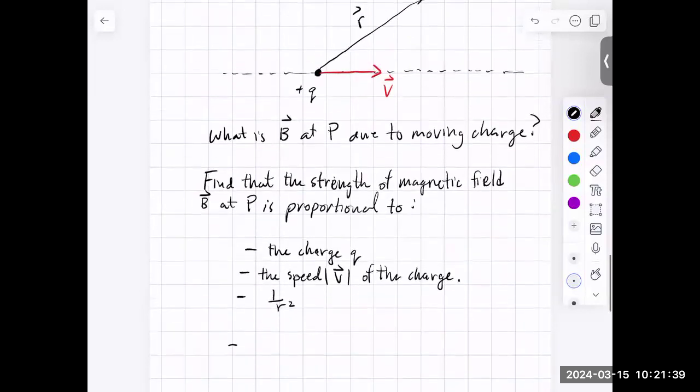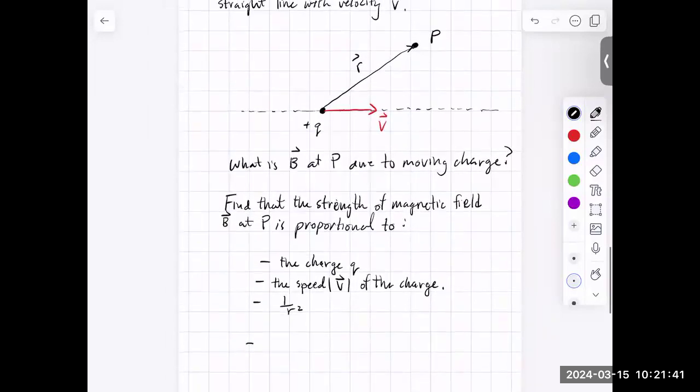And then there's one more thing that we can do, and that is we can change the angle between the velocity and that position vector r. This is perhaps the one that is a little more unfamiliar and a little bit surprising: the magnetic field also depends on that angle theta. The way it depends on it is that it's proportional to the sine of theta.